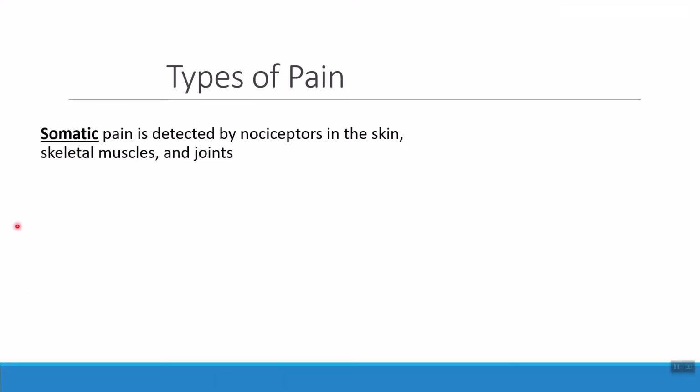When we talk about pain, remember that there are two main kinds of pain. There's somatic pain, which comes from the body. This is talking about things like the skin or the skeletal muscles and joints. We also have what's called visceral pain. And remember, visceral means organs. So visceral pain is detected by my nociceptors found inside your organs. Somatic pain is detected by nociceptors in places like the skin or the muscles or the joints.